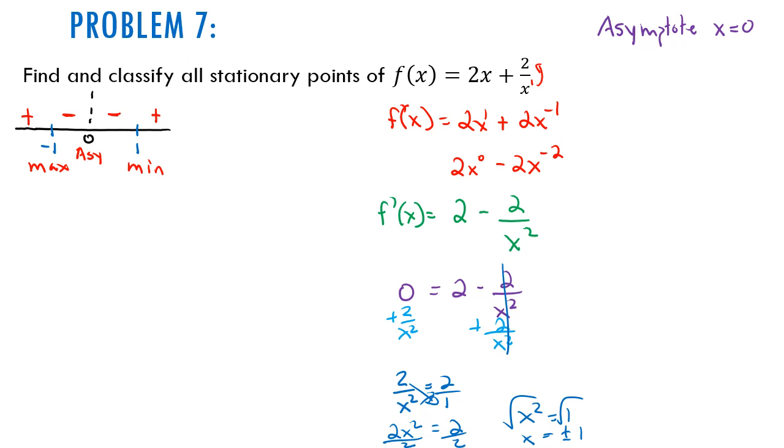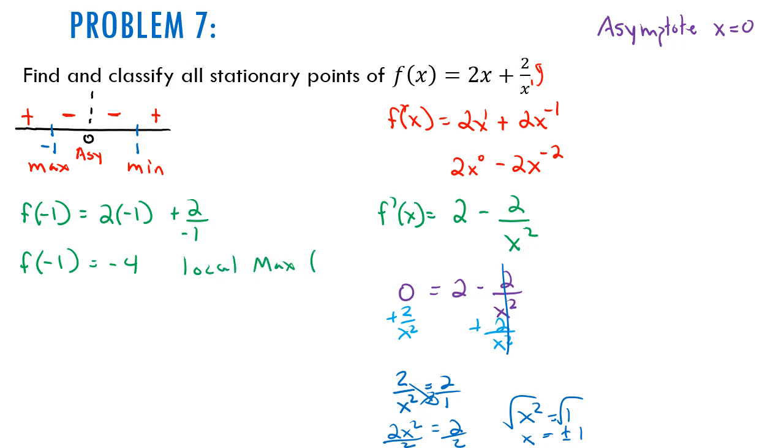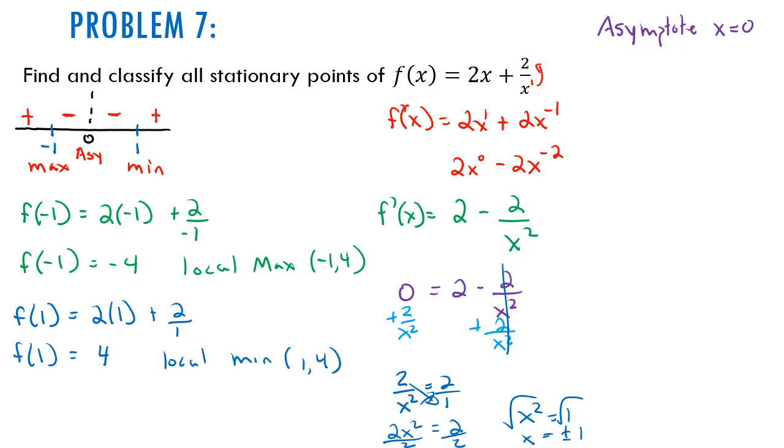Once again, we can find those actual points by plugging into the original function. So 2 times -1 plus 2 over -1, that is going to give you -4. So our local max is (-1, -4). And then we do the same thing with the +1, we're going to get ourselves positive 4. So our local min is (1, 4).